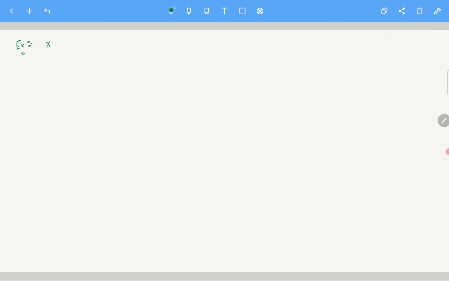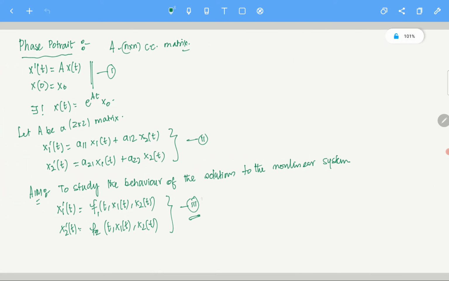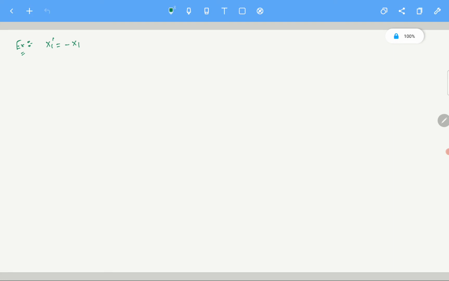So let's say this is the problem which we have in our hand. Essentially you can think of it like this: you have a problem near an equilibrium point, you have somehow reduced it to a linear problem which will look like this, and now you want to study this linear problem. So x1 prime is minus x1 plus 3x2 and x2 prime is minus 4x2. Let's just start with this.